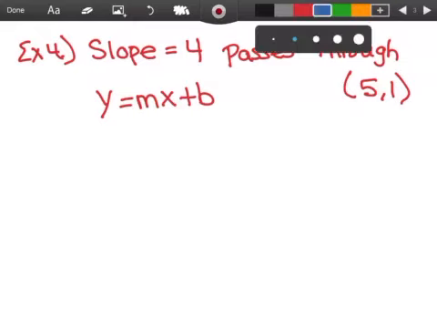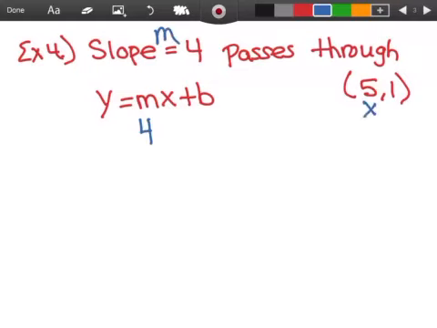I know that my slope is 4, so I'm going to put that in place of the m because I know that slope is m. Remember, this is your x and your y over here. That's an ordered pair. You have an x and y, so in place of y, I'm going to put 1. And in place of x, I am going to put 5. That leaves me with b. So all I did was take the information that they gave me and put it into this y equals mx plus b. Now I'm going to solve for b.